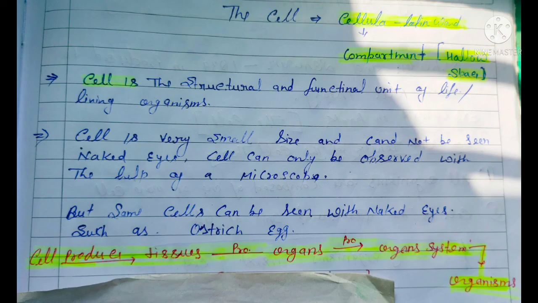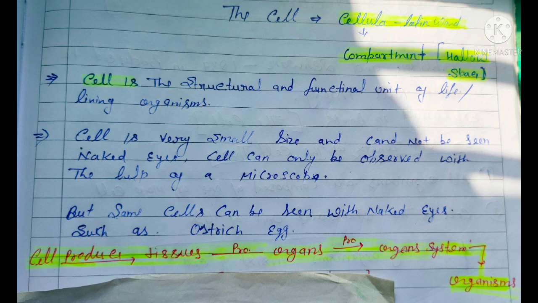We know that the cell is the structural and functional unit of life and of living organisms. Cell is a Latin word that means compartment, and compartment means hollow space. Hollow space is called a cell. A cell is very small in size and cannot be seen with the naked eye. It can only be observed with the help of a microscope. But some cells can be seen with the naked eye, such as an ostrich egg.